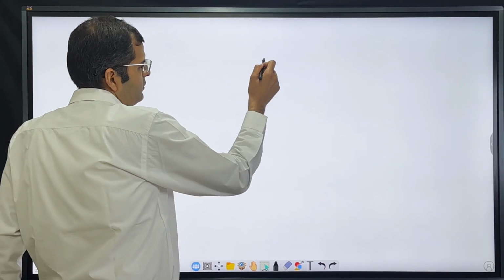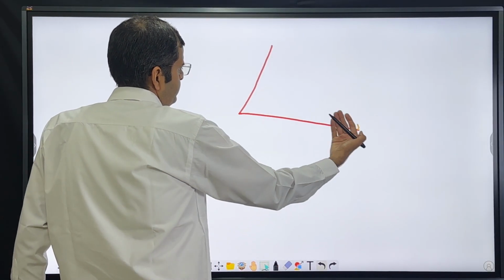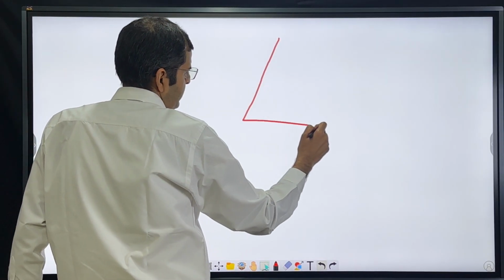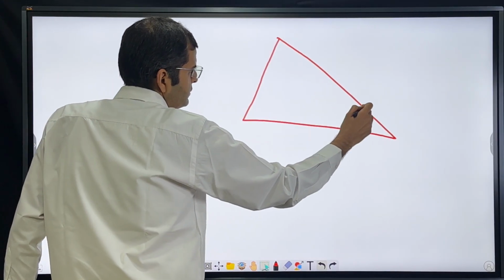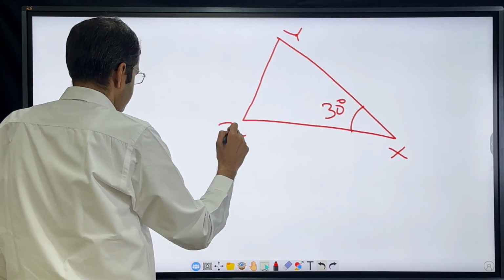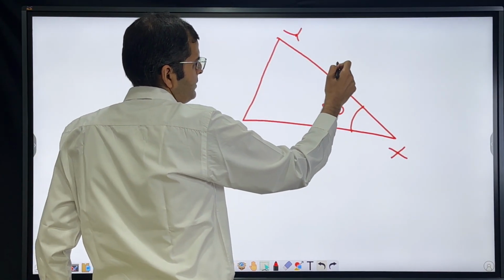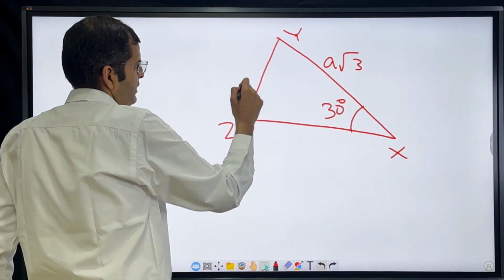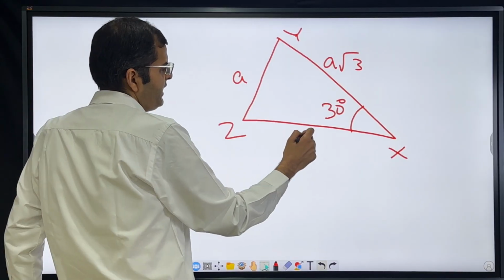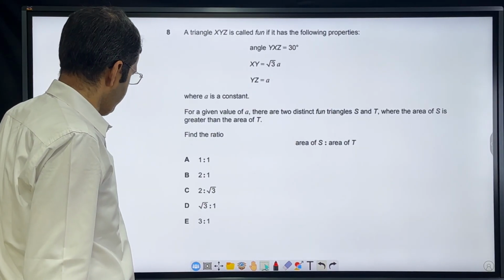So let me try to first draw this triangle. I'll draw one of the triangles. From there, we'll see what we can do. So this angle is given to be 30 degrees. So it is X, it is Y, it is Z. Angle YXZ is 30 degrees. XY is equal to root 3 A, XY is equal to A root 3. And YZ is equal to A. Let ZX be equal to K.